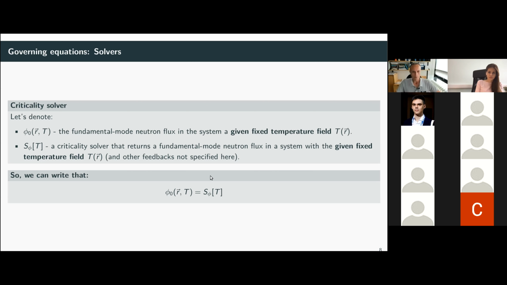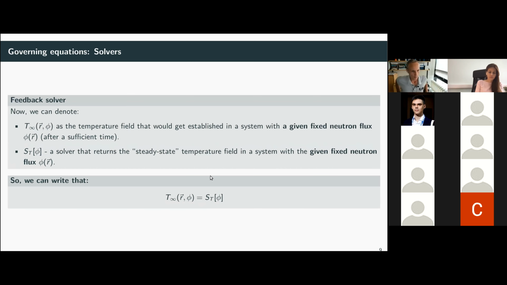Now I can write similar equations for the temperature field. So let me denote the steady state temperature field in a system with a given neutron flux as T infinity here. That would be basically the temperature field that would get established in the system in which we have a specific given neutron flux distribution.